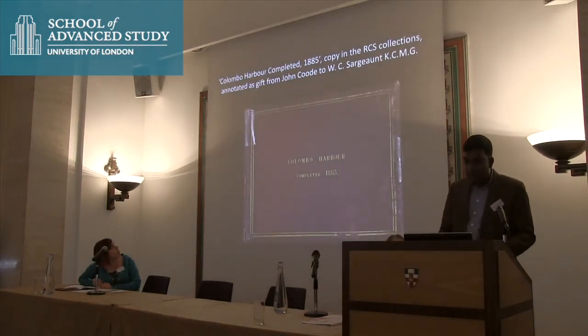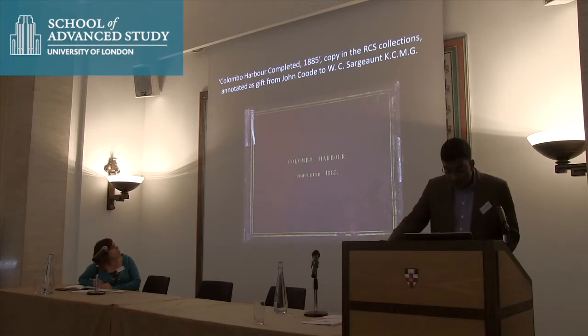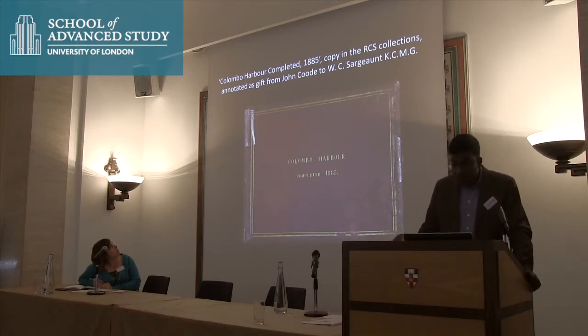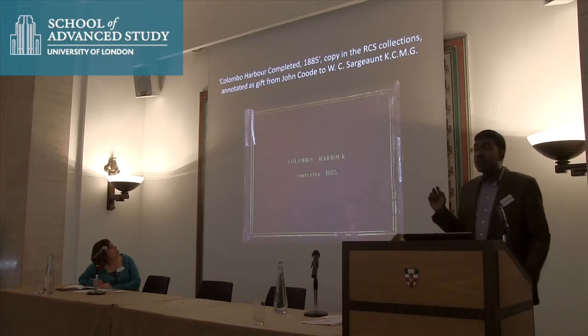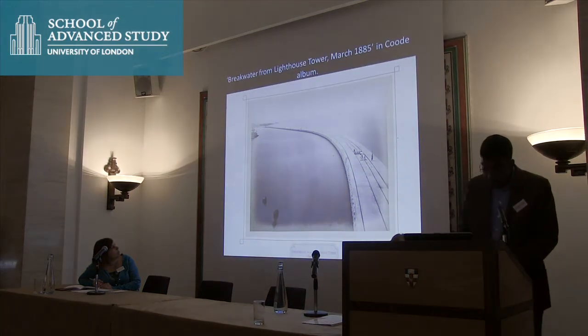So it all began with this album, which is Colombo Harbour Completed, 1885. I should say that the RCS collection has a lot of artifacts like this because it seems like technical officers of the British Empire were members of this club. Now, the reason why I was particularly interested in this album from 1885 is because of images like this.